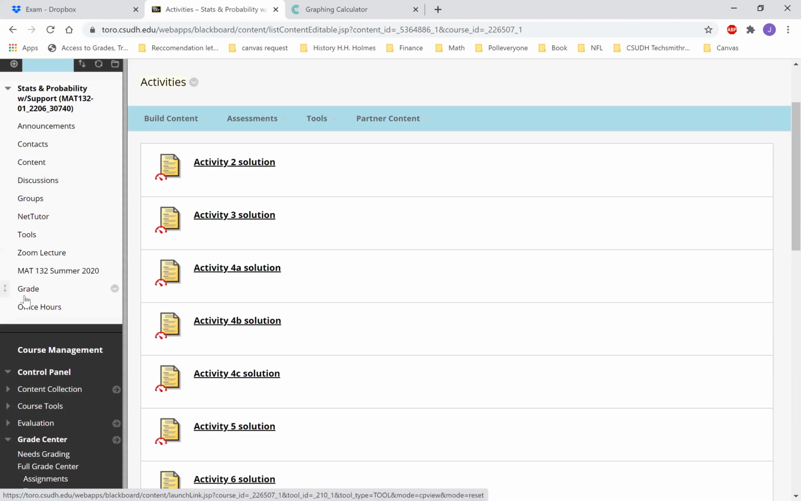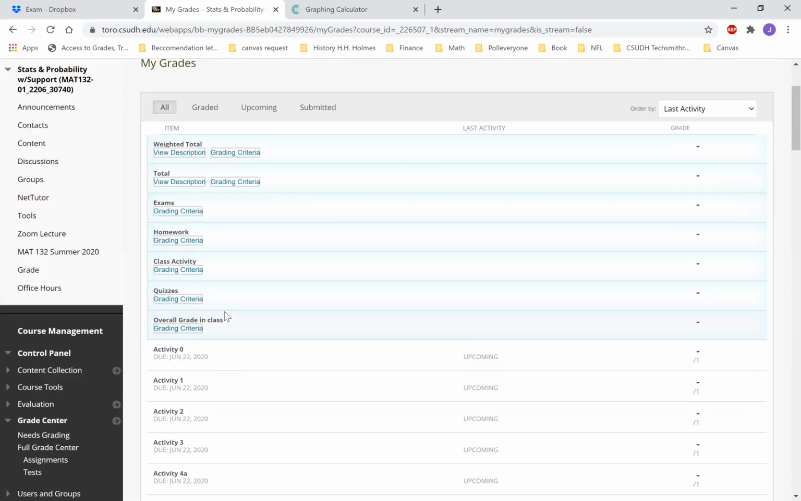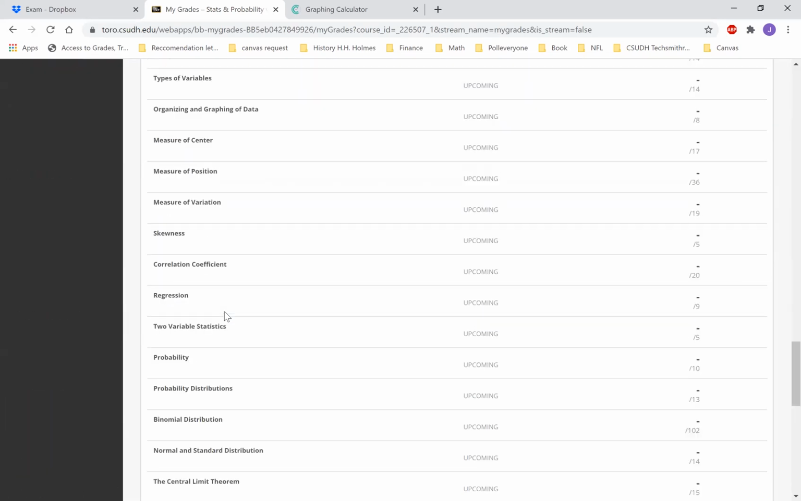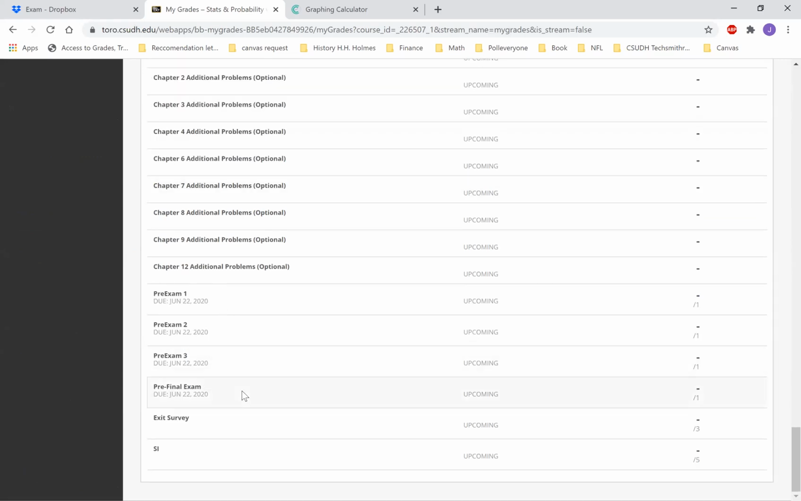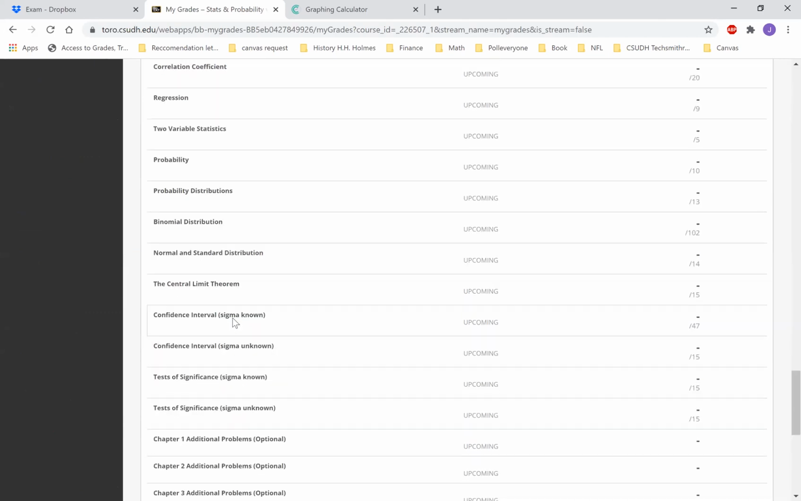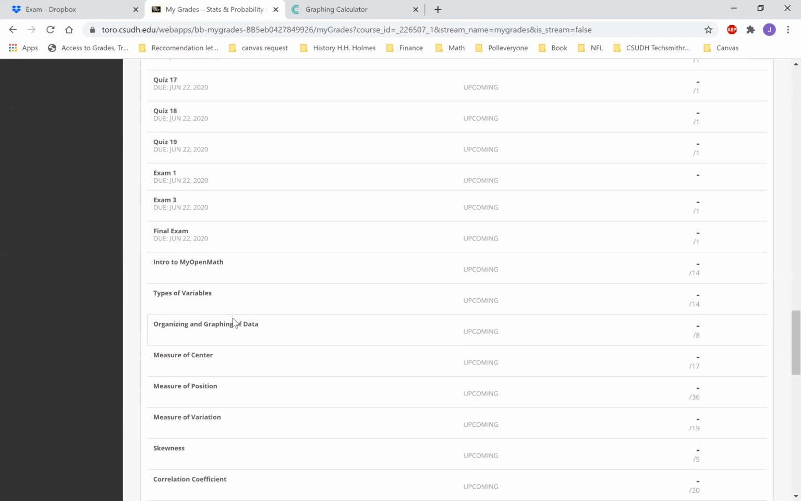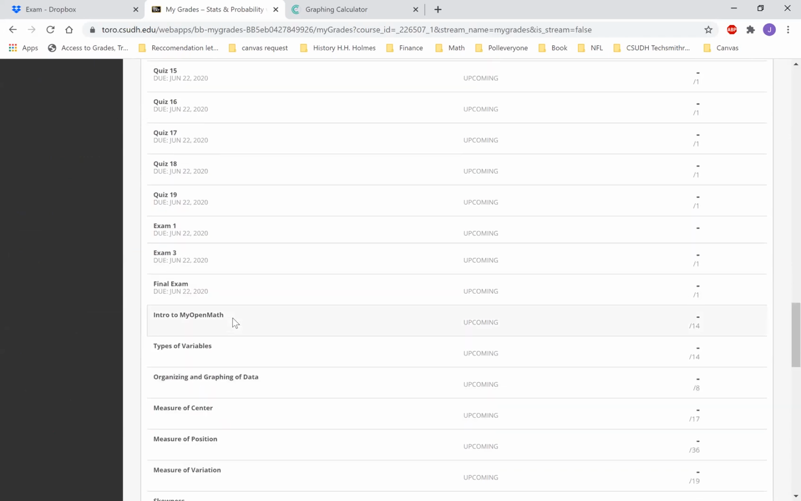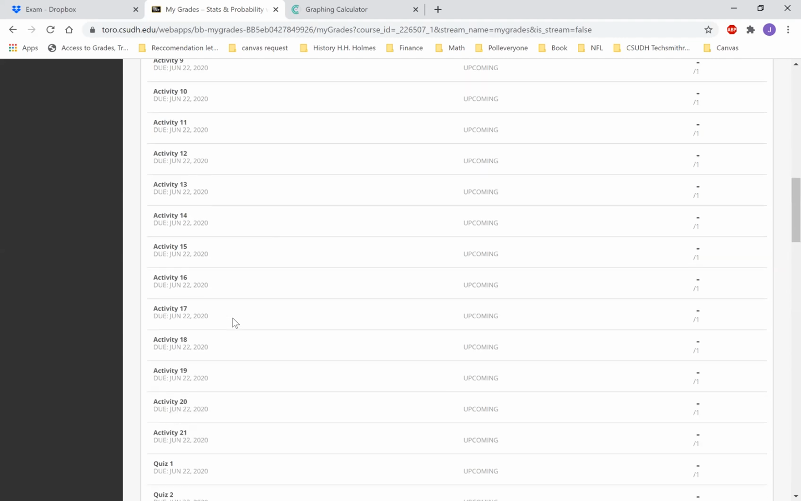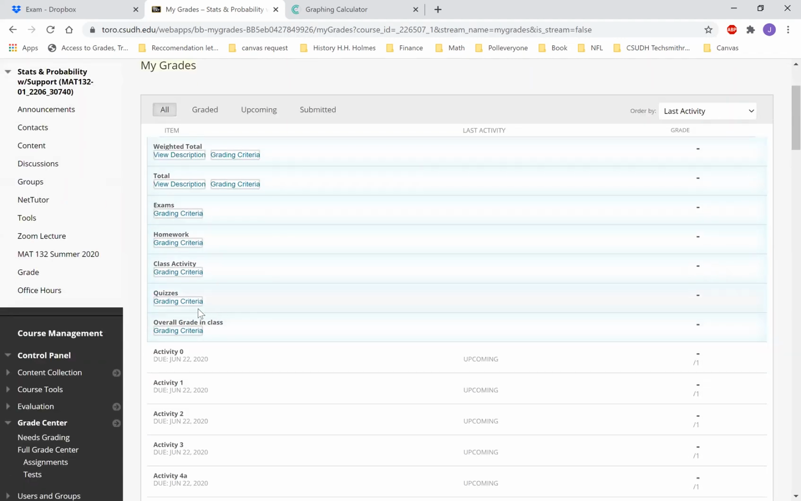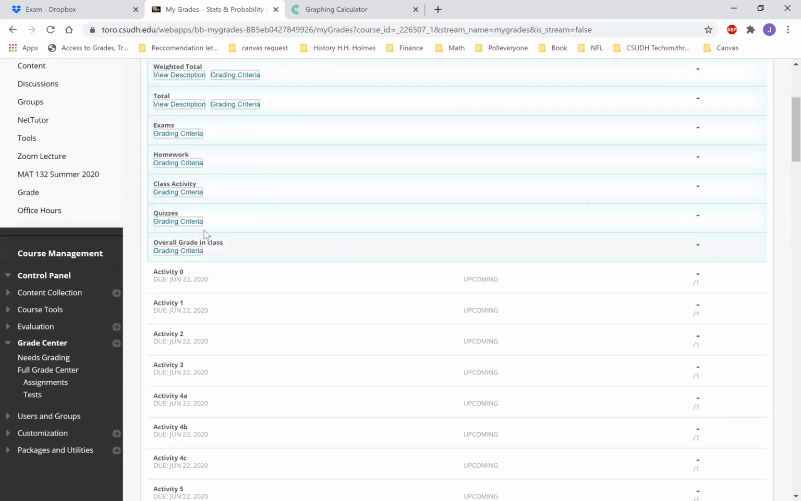Cool. And also if you want to check your grade, if you look at Canvas, if you go to grade, you do want to go right here and it'll tell you your grade. Oh, sorry. In mine it's all the way at the top because it says overall grade in class. So if you go to overall grade in class, that should tell you what your overall grade in the class is.